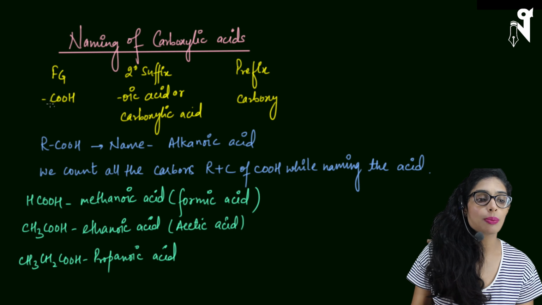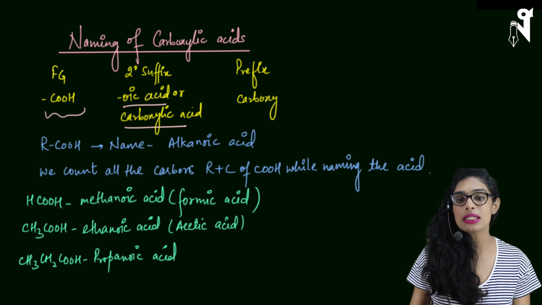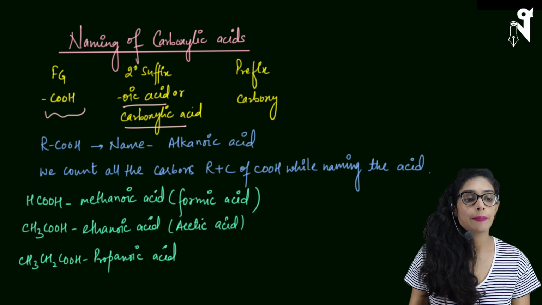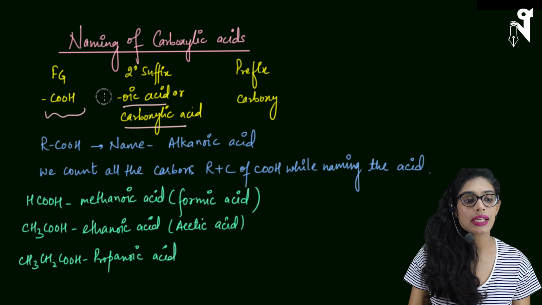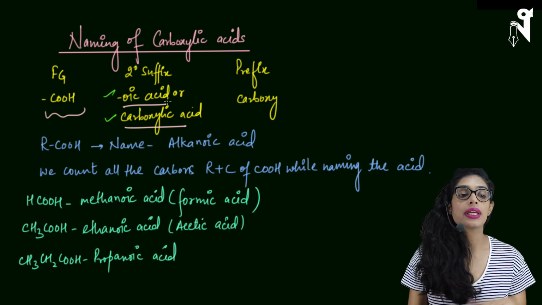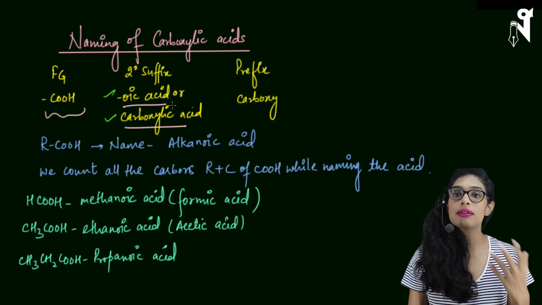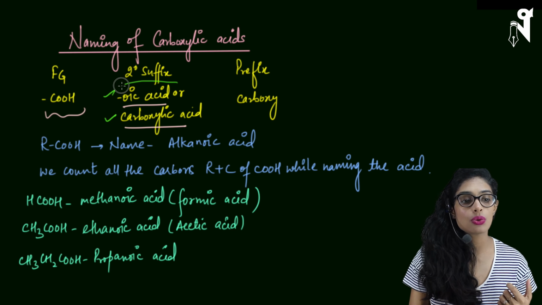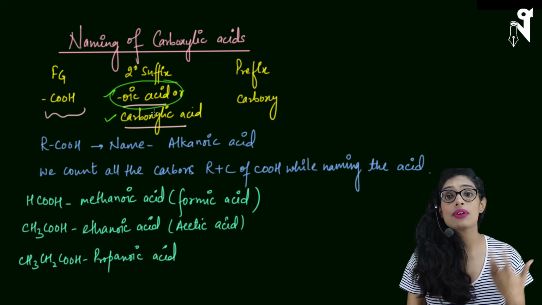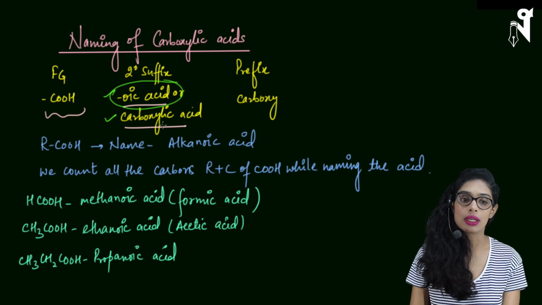So we know the functional group is COOH. It is represented by oic acid or carboxylic acid. So it has two suffixes, oic acid and carboxylic acid, but this doesn't mean that you can use oic acid or carboxylic acid by your choice wherever you want. No. There are cases where we have to specifically use oic acid, and there are cases where we have to specifically use carboxylic acid. So how to use this suffix, we'll be learning that.